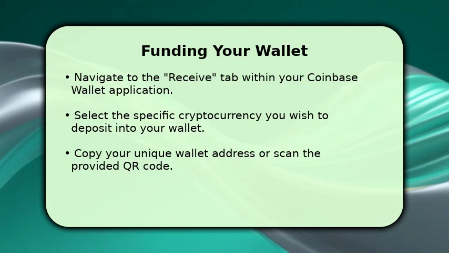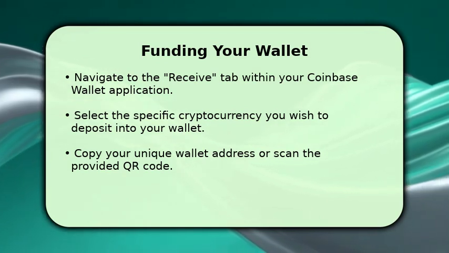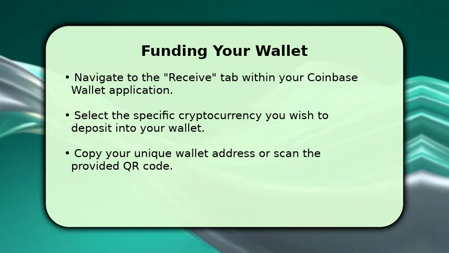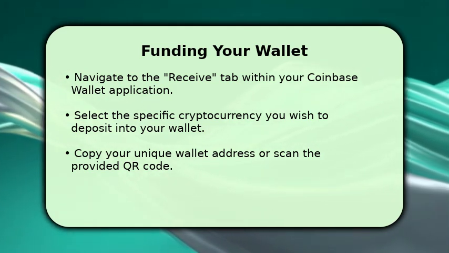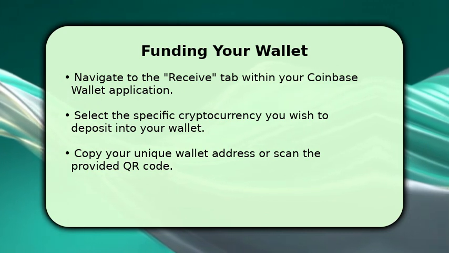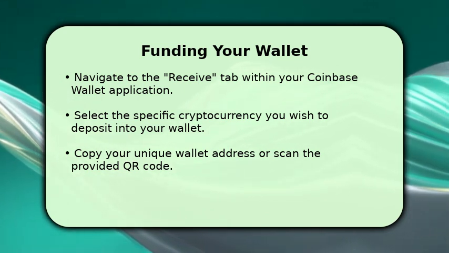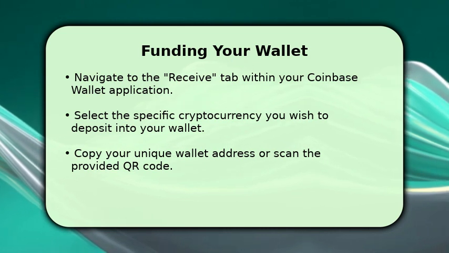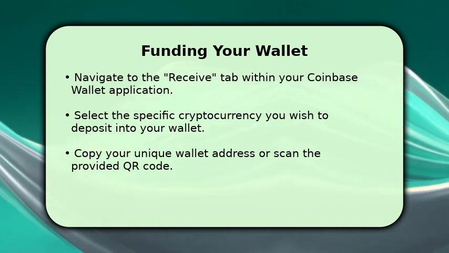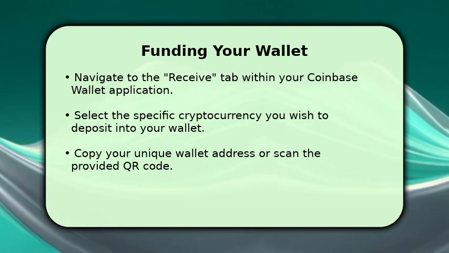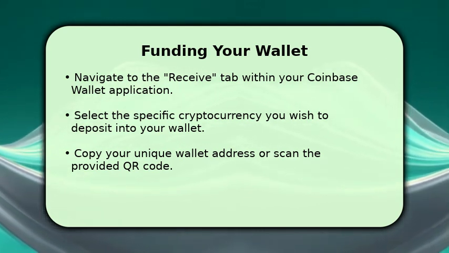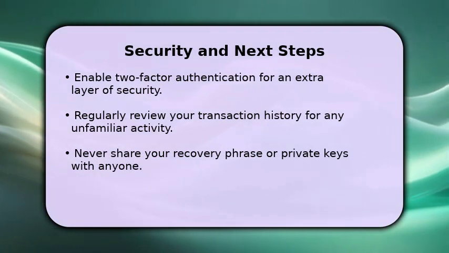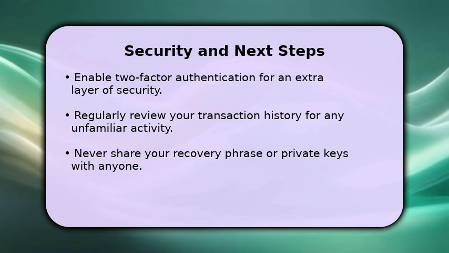Now that your wallet is set up, let's get some crypto in there. Navigate to the Receive tab within your Coinbase wallet application. Here, you'll select the specific cryptocurrency you wish to deposit, like Bitcoin or Ethereum. You'll then see your unique wallet address. Copy this address, or scan the provided QR code. Finally, send your chosen cryptocurrency from another wallet or exchange to this exact address. It's a simple process.